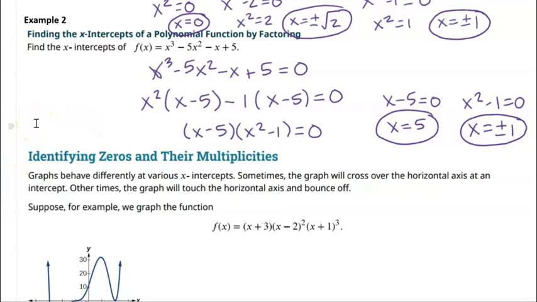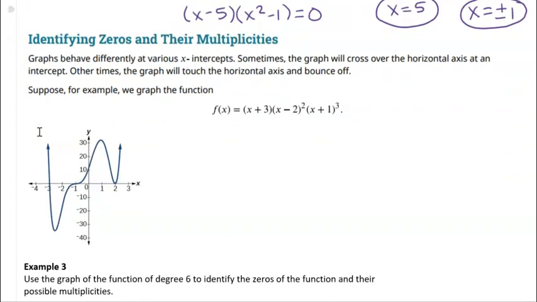Now that we've talked a little bit about finding the zeros, let's talk about multiplicities. Graphs behave differently at various x-intercepts. Sometimes you'll go straight across, sometimes you'll have a bounce. For example, if I have a polynomial in this factored form, this is the graph. If I let this be equal to 0, let's do the same thing that we just did above.